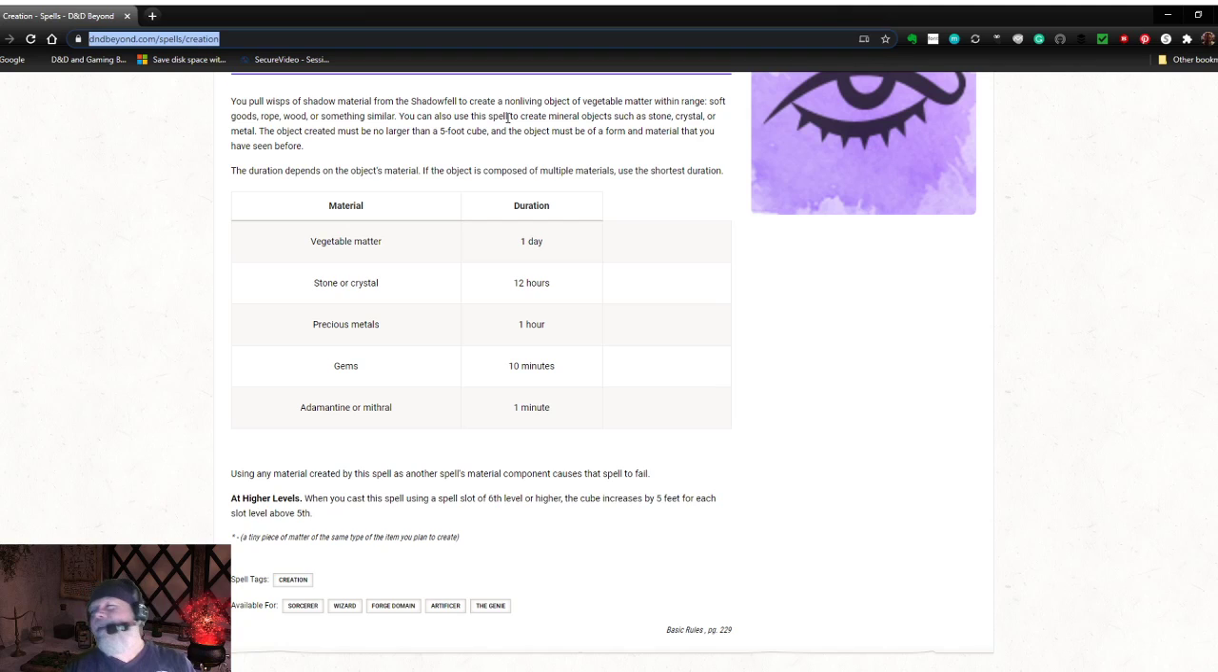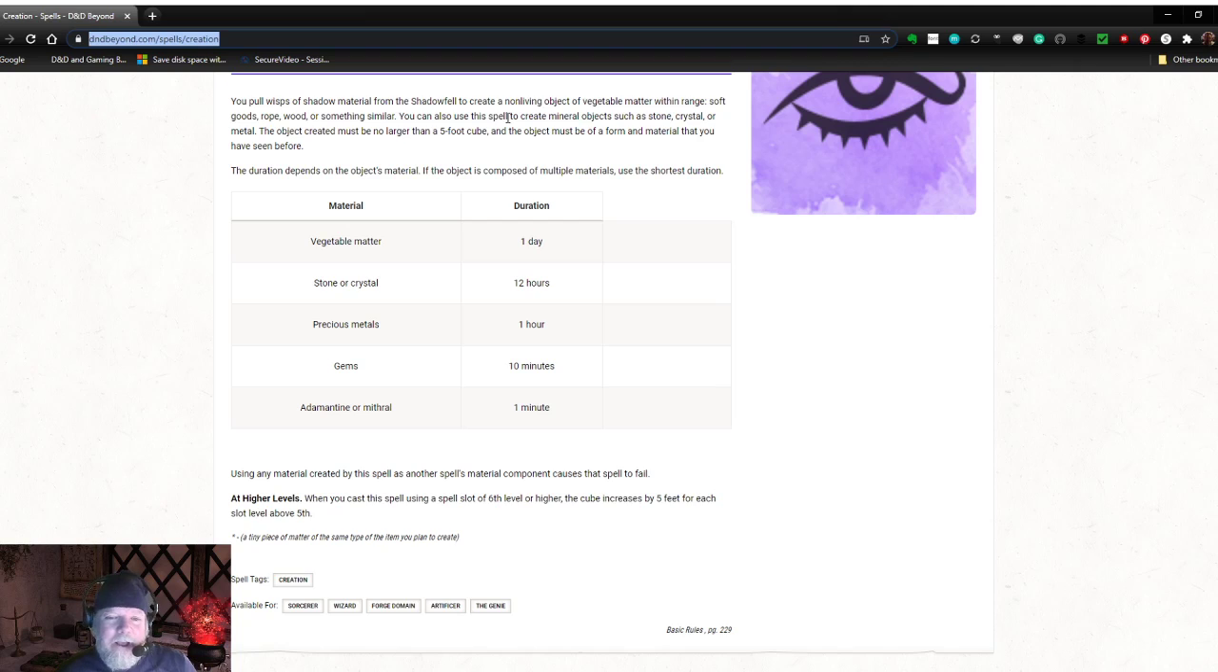All right, same thing with gems. You could create a bunch of gems, give those to somebody, and then 10 minutes later, they'd be gone. Probably wouldn't be so good with adamantine or mithril because those would disappear after a minute.